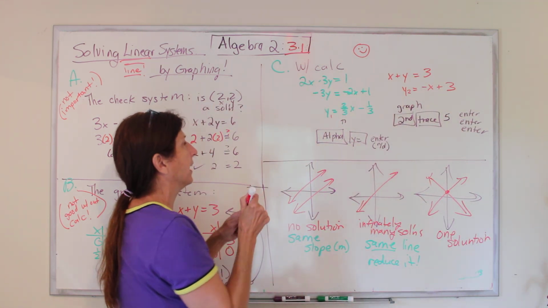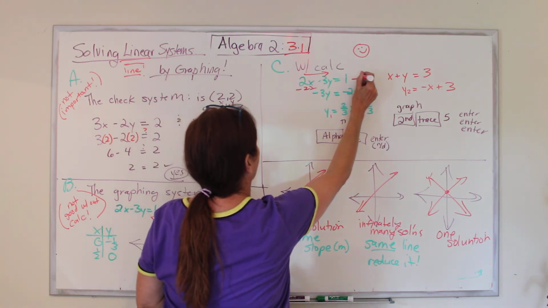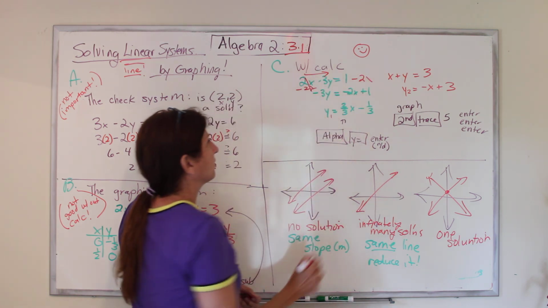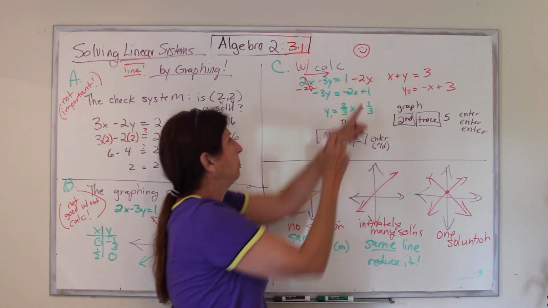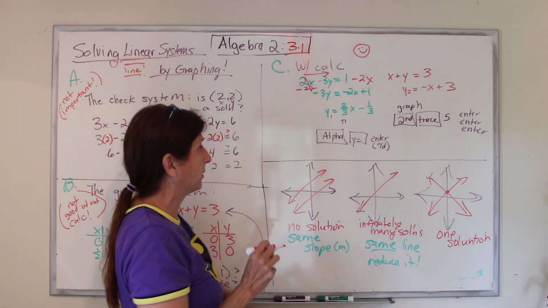It's got a 2x and a negative 3. I start with what's further away. I subtract 2x from both sides. Those cancel out. By tradition, you put x's before bare numbers. So I have negative 2x plus 1 equals negative 3y.